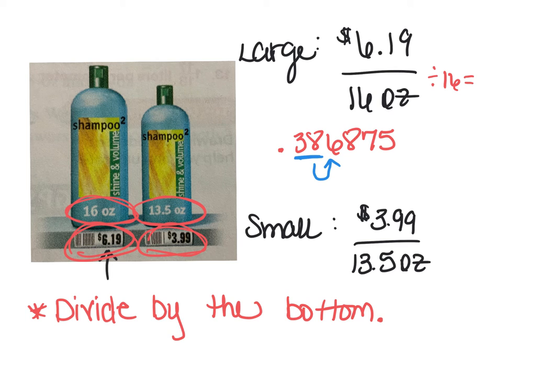That's going to tell me, do I round that or not? So the third digit is a 6. So is this going to be 38 cents or 39 cents? It's going to be 39 cents, and 16 divided by 16 is 1. So the large bottle, I pay 39 cents per ounce. So that is a unit rate because it has that denominator of 1.